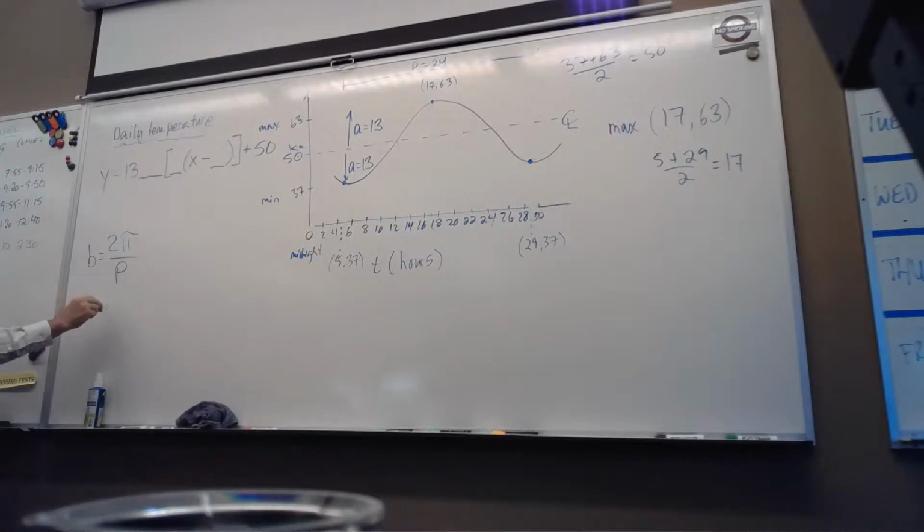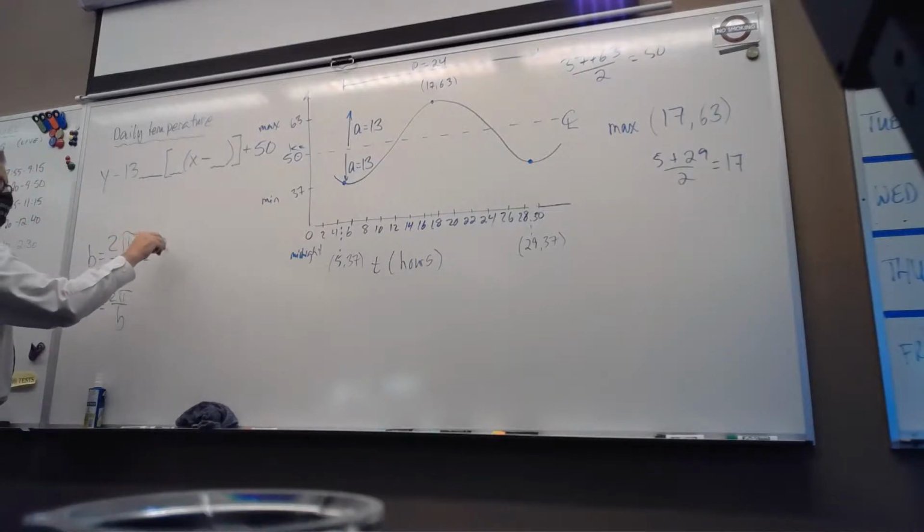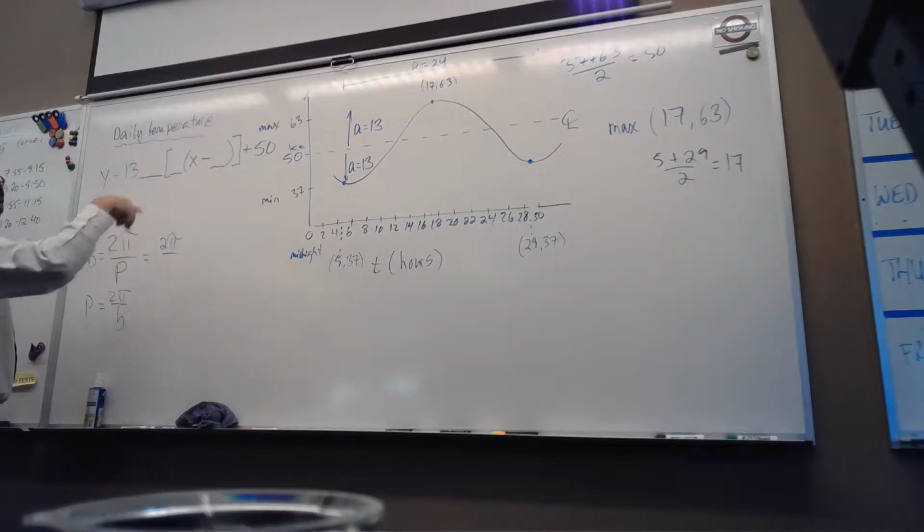Remember, period equals 2 pi over frequency, and therefore frequency equals 2 pi over period. Carson, what's the period of this function? Can you move real quick? It's not written here, it's written over there. What's the period of this function?